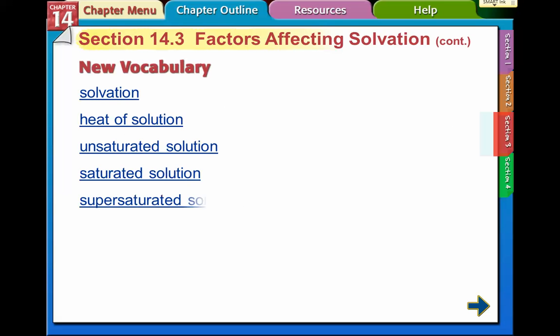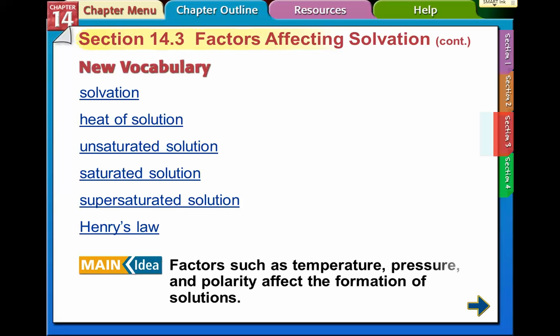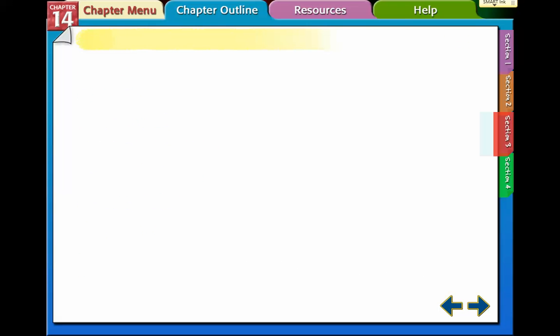And I'm going to go over these different vocabulary terms: solvation, heat of solution, what an unsaturated solution is, what a saturated solution is, a supersaturated solution, and briefly go over what Henry's law is about. The main idea is that factors such as temperature, pressure, and polarity affect the formation of solutions.